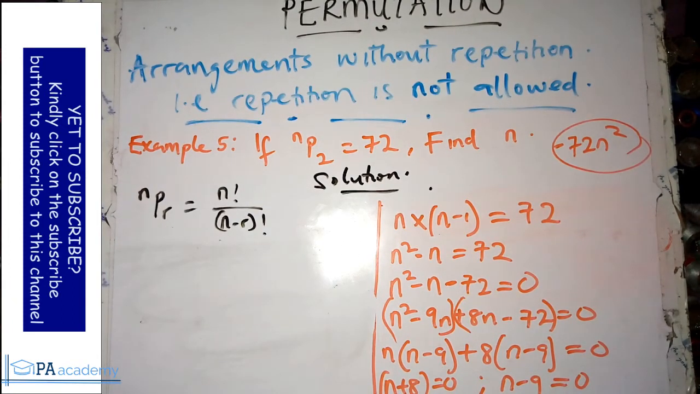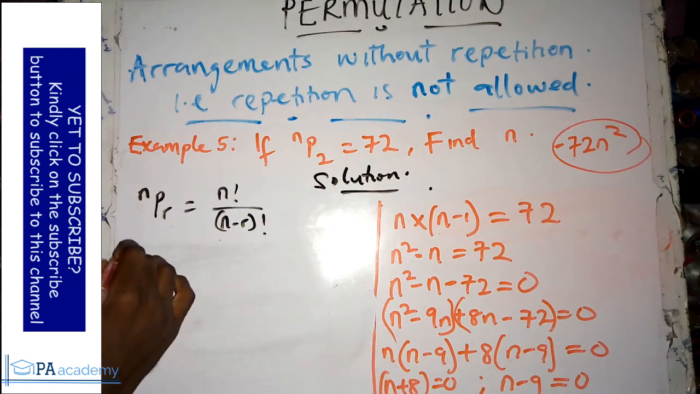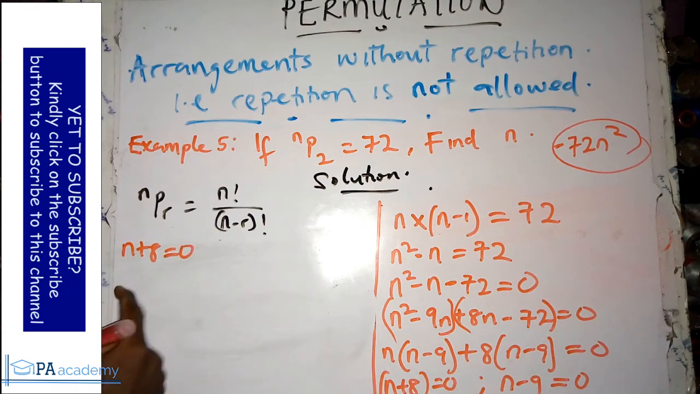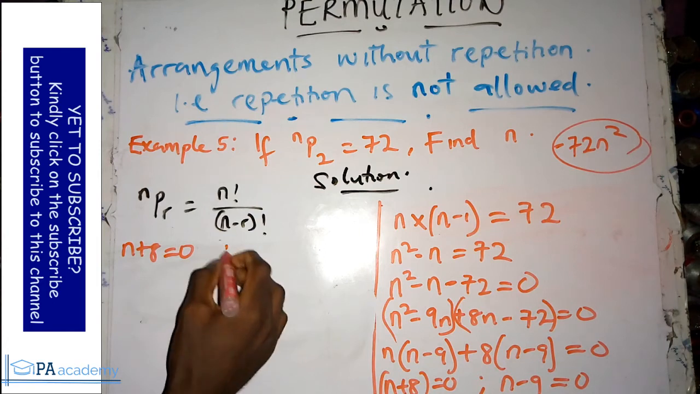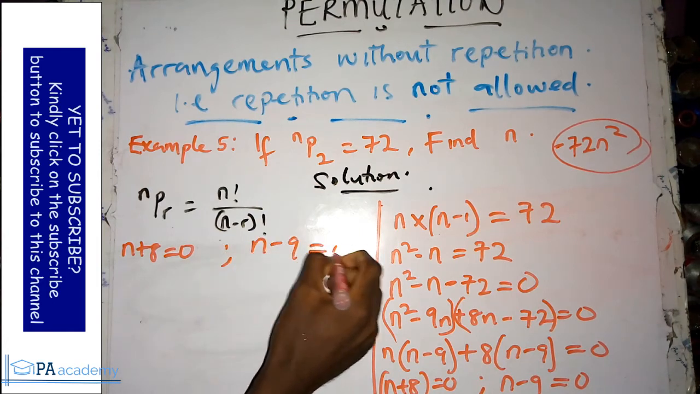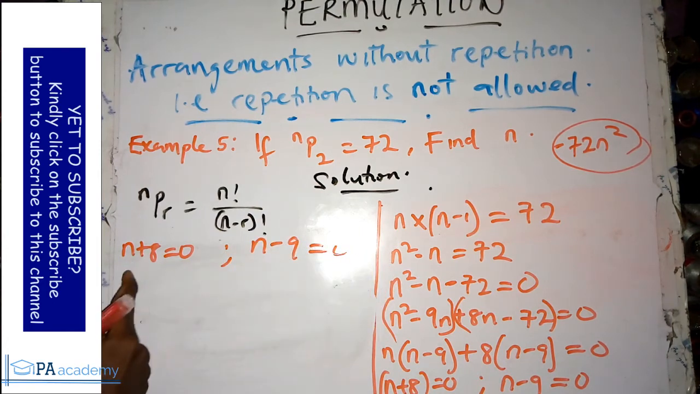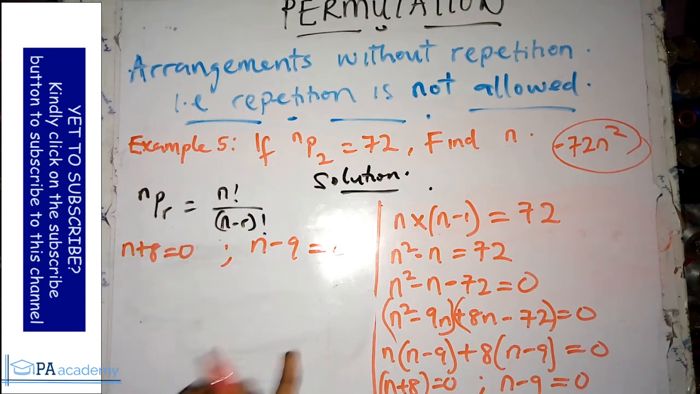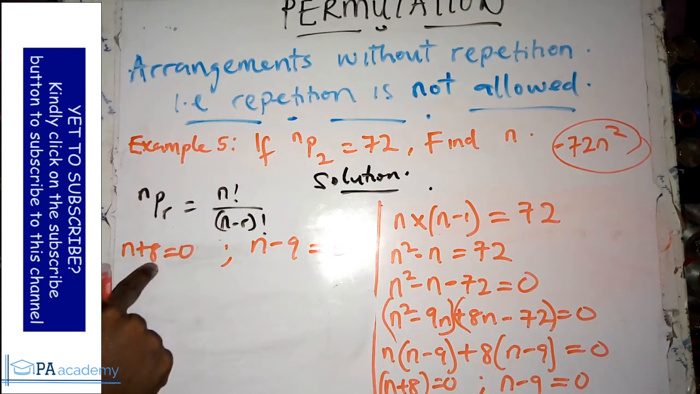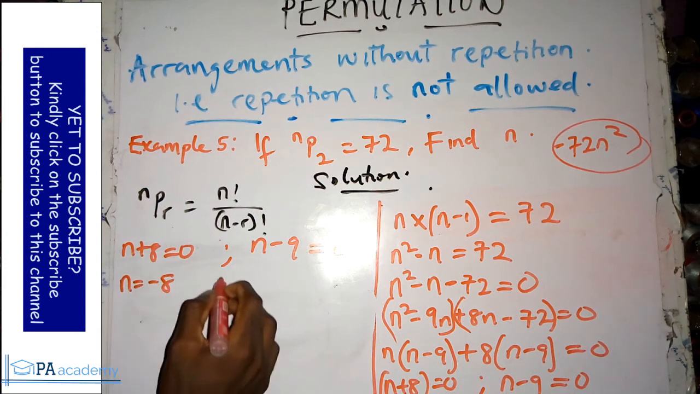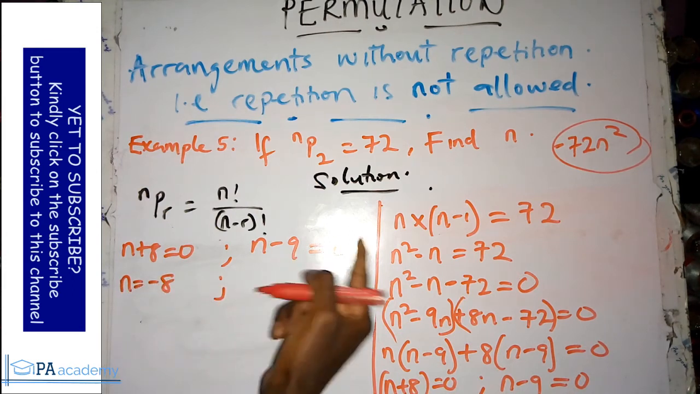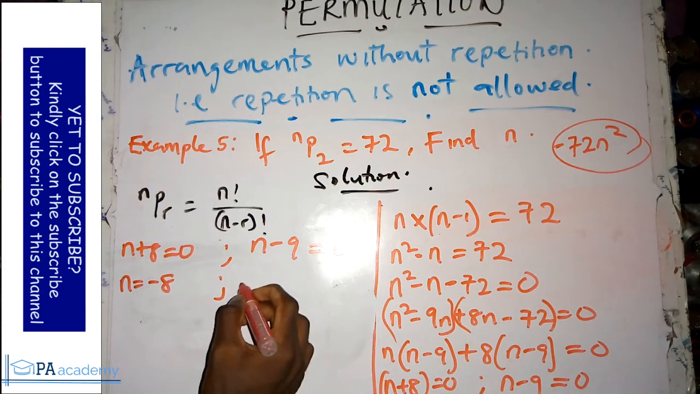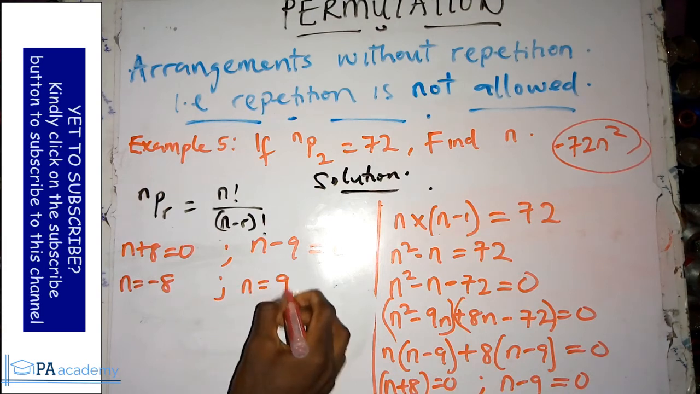So we have n plus 8 is equal to 0, and we also have n minus 9 is equal to 0. To make n the subject of the formula, if you bring 8 to the other side, or you can say subtract 8 from both sides, we have n is equal to minus 8. If we do the same thing here and bring 9 to the other side of the equals sign, we have n is equal to 9.